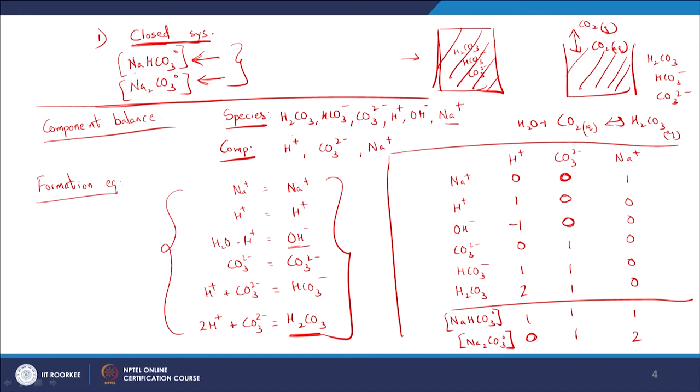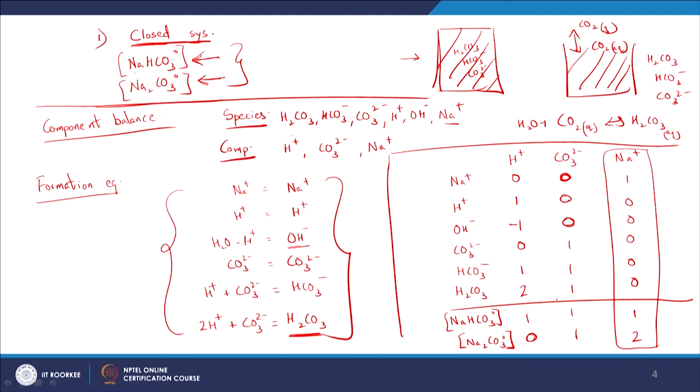So we will neglect Na plus because it usually plays little to no further role, right, it is a salt, it does not play further role. So we are going to only look at the total component balance with respect to the H and with respect to the CO3 2 minus, right. So we will work that out further and see how we can analyze the system and understand what are the relevant variables that we are going to have to consider in a closed system, right.